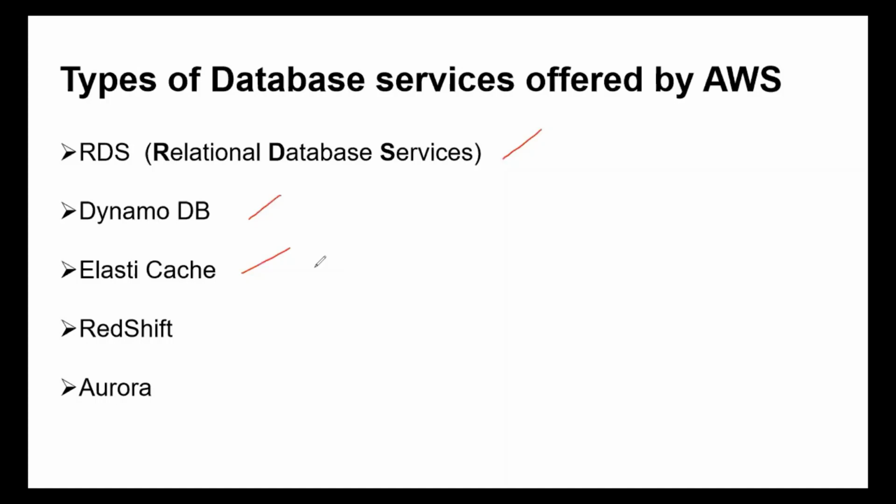Then we have Redshift, which is a data warehouse service provided by AWS. And we also have Aurora, which is the managed service for MySQL and PostgreSQL databases, if you want to host them in the cloud. So these are the various database related services that AWS offers.